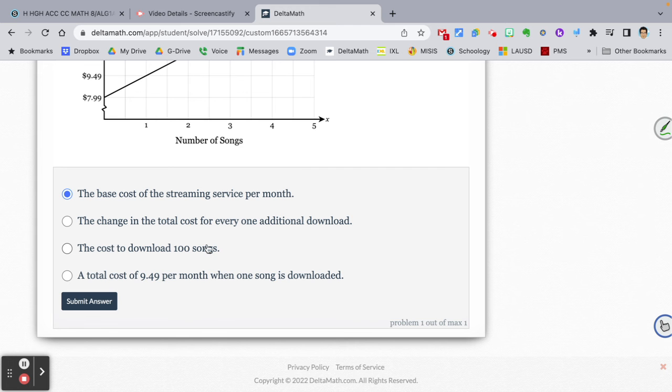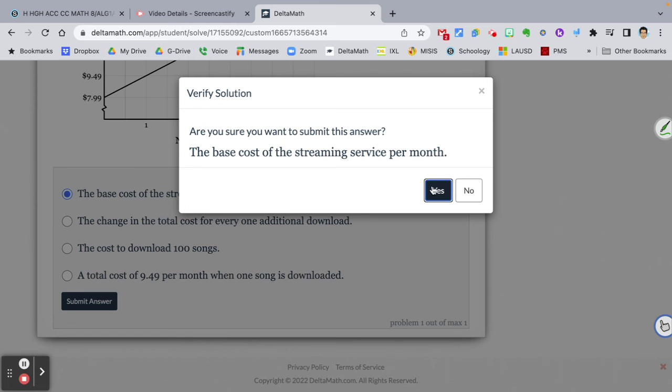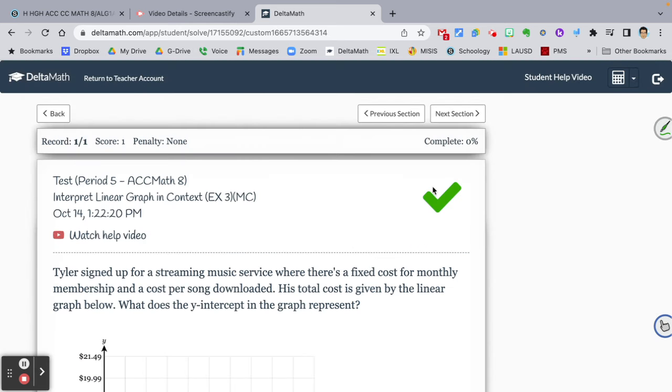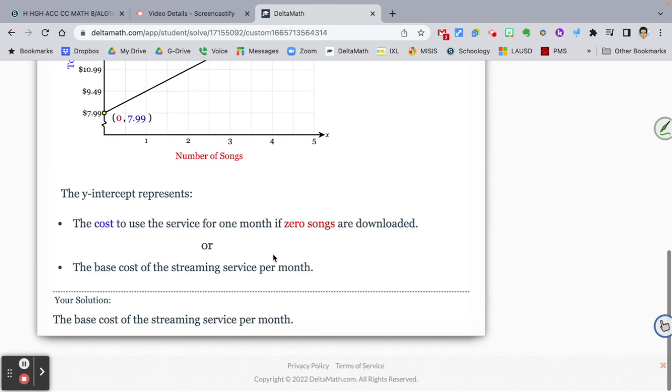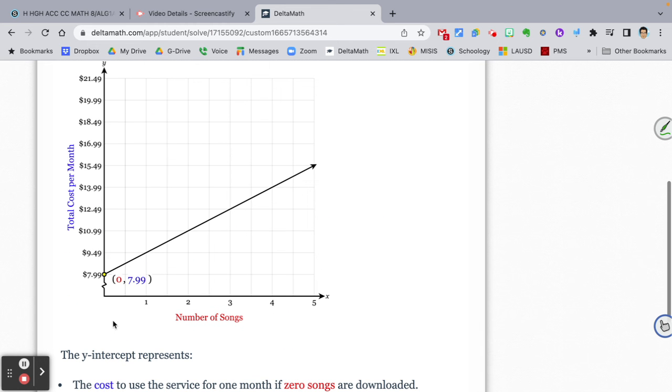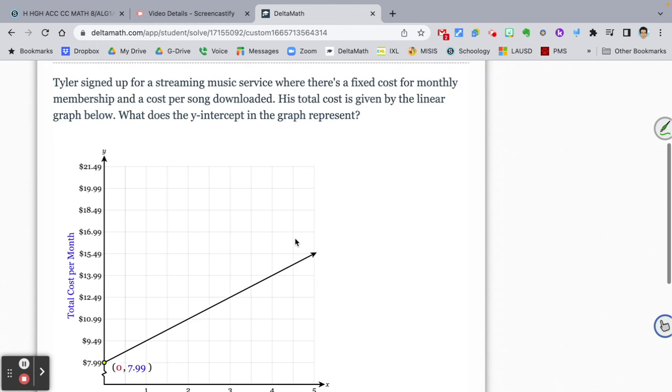Total cost to download 100 songs. No, that's okay. So you'll be interpreting what the y-intercept means in this situation. Let's go with that. And lo and behold, that's it. Remember, y-intercept is usually a starting point. So it's when x is 0, what's going on, and what does that mean?